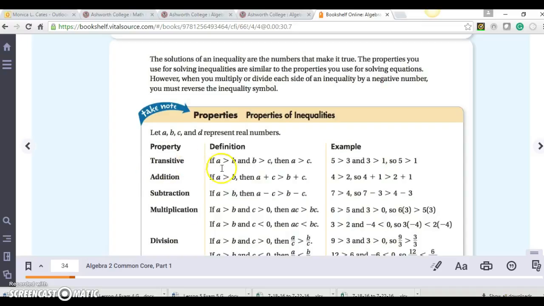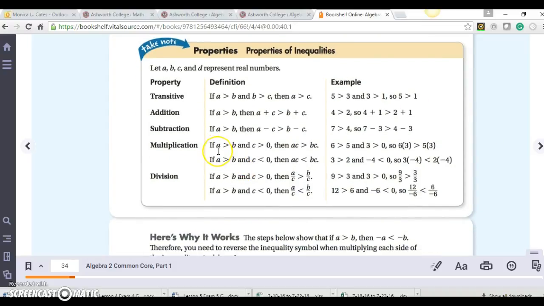symbol. The transitive property states that if A is greater than B and B is greater than C, then A has to be greater than C. Addition: if A is greater than B, then A plus C is greater than B plus C. If A is greater than B, then A minus C is greater than B minus C. And so on and so forth.